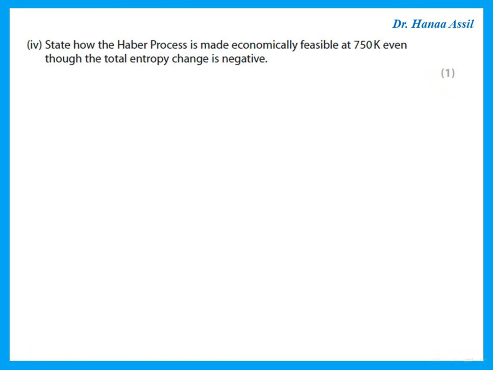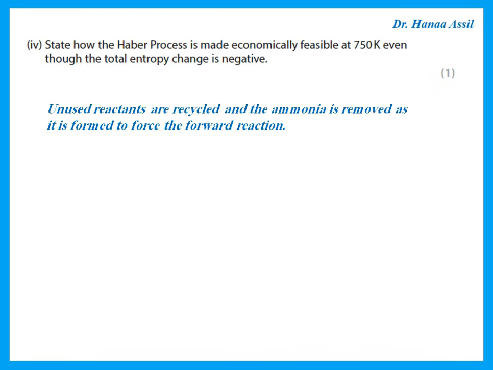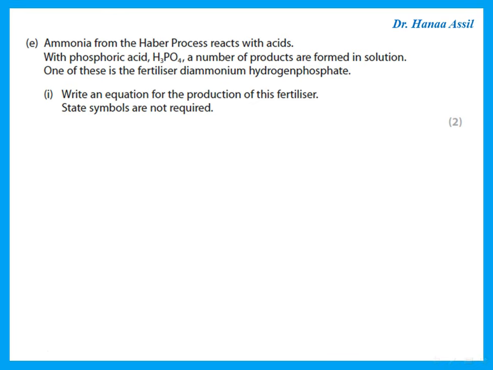State how the Haber process is made economically feasible. We're saying that it is not feasible, but unused reactants are recycled and the ammonia is removed as it is formed to force the forward reaction. That's how we get more and more ammonia.